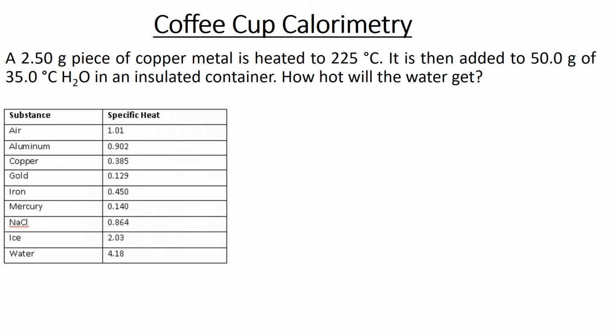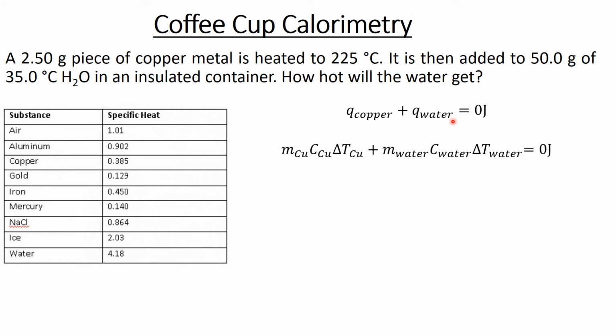So, again, a 2.5 gram piece of copper metal is heated to 225 degrees Celsius, and it's then added to 50 grams of 35 degrees Celsius water in an insulated container, and they want to know how hot the water is going to get. So first off, I start with where I ended up last slide. The heat of the copper plus the heat of the water is equal to 0 joules, and that's because we have an insulated container. So the only things we have to consider here are the copper and the water, because no heat is escaping outside of the water. So let's plug in our Q equals mcΔT formula here.